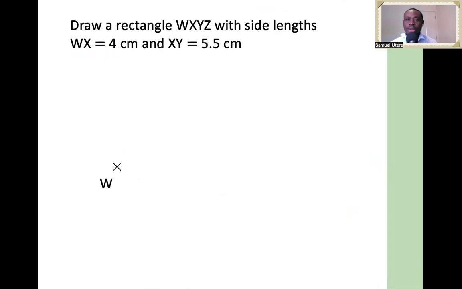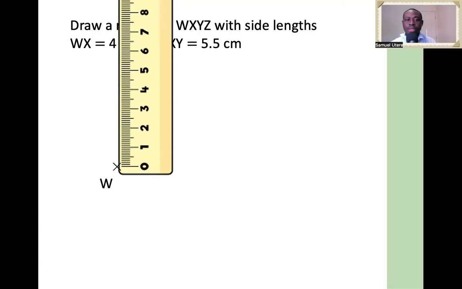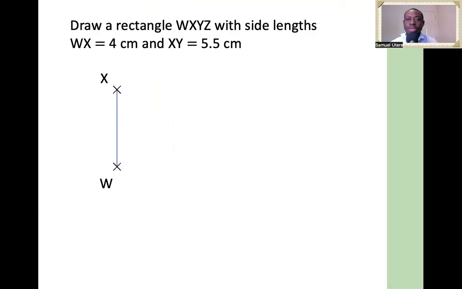So by now you can see we're building on what we already know. So by now you know how to draw line segment. So you draw line segment WX using the method we've used before. And then you use a ruler to join the points. Next, you would use a set square.